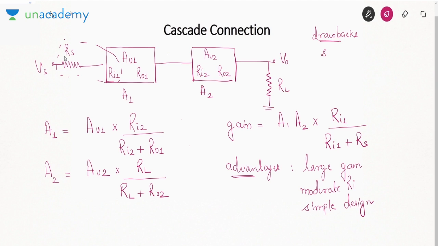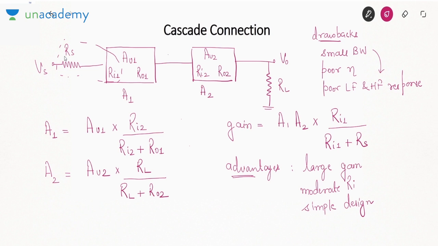Now since the gain is large, the bandwidth will become small. I told you why bandwidth is important, because it represents the range of frequencies which can be satisfactorily amplified. Then poor efficiency, then poor low frequency and high frequency response. Okay, that is due to this small bandwidth. So these are the drawbacks when we talk about cascade connection. The major drawback is its small bandwidth due to large gain produced by common emitter amplifier.